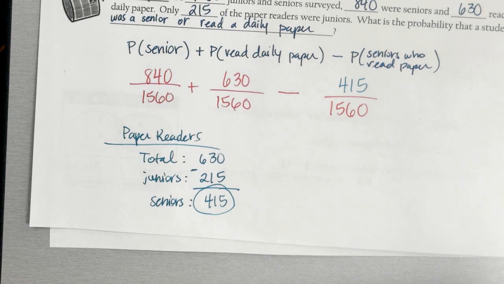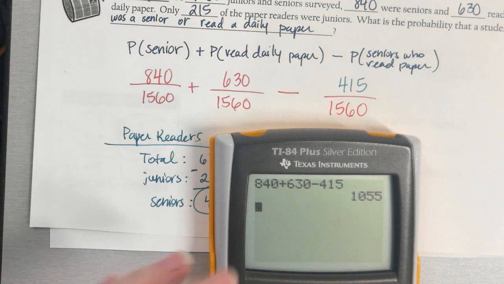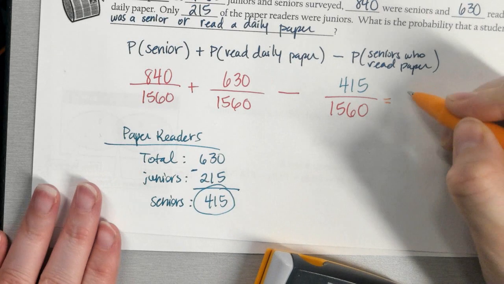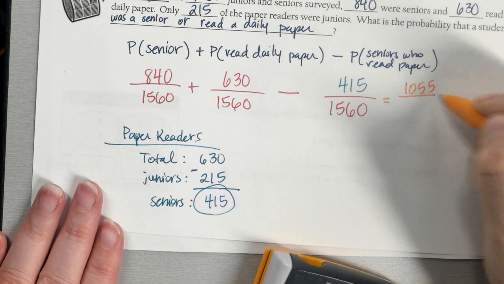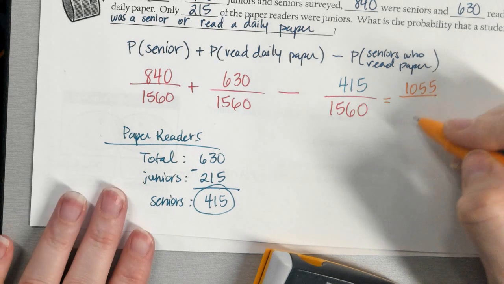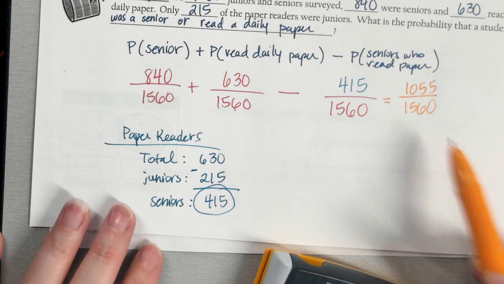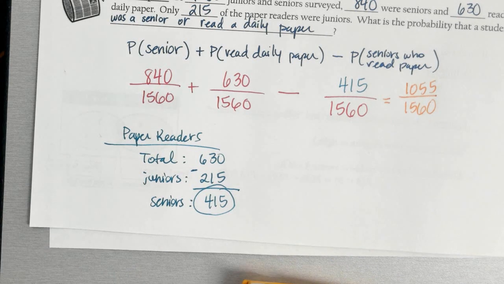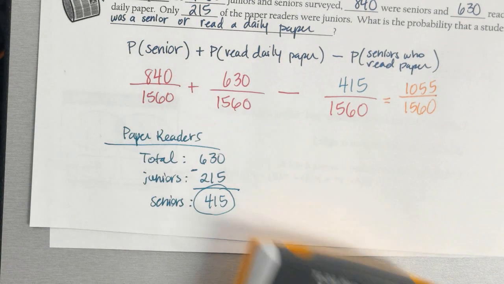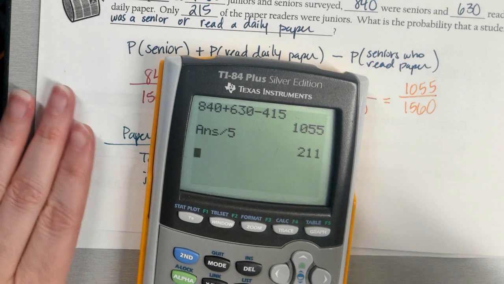Okay, so we're going to do 840 plus 630 minus 415 to get our numerator. Now, if it doesn't tell you how to write your answer, I do want you to write them both as a fraction, but this one, when they're bigger numbers like this, I'm going to have you write it as a fraction and as a decimal, because if they're larger numbers like this, it's most likely I'm going to ask you to write it as a decimal instead of reducing them, even though, what do we know goes into both of those? 5.